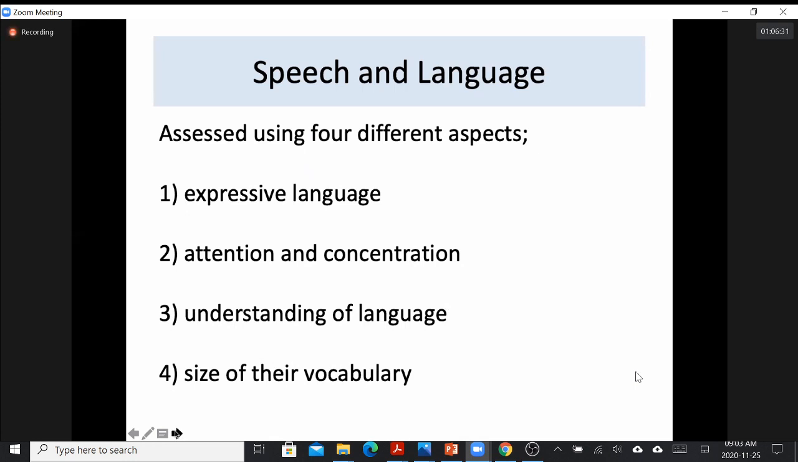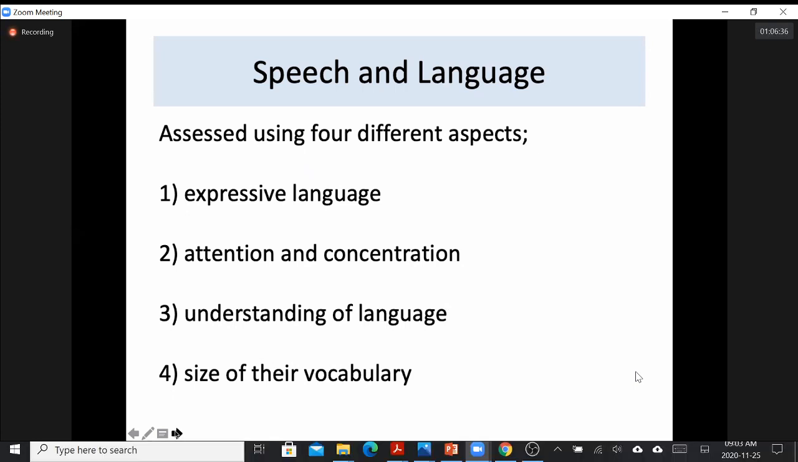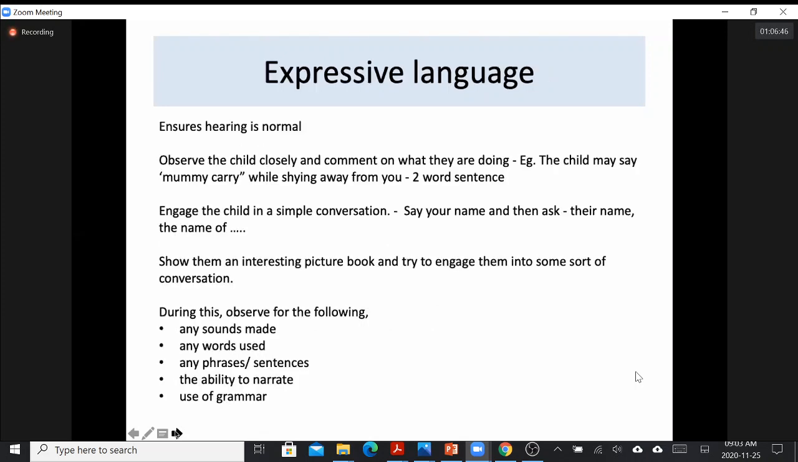So if we talk about speech and language, right? Speech and language is assessed using 4 different aspects. There is expressive language, attention and concentration, understanding of the language, that is the receptive language, and the size of the vocabulary. What do we mean by expressive language?